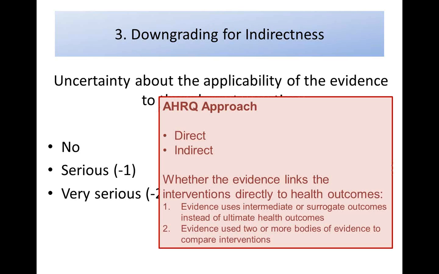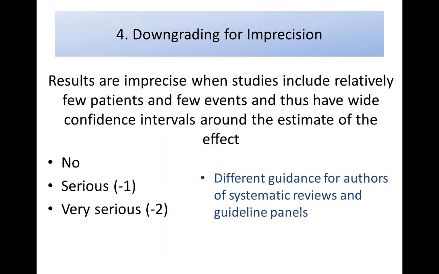And in contrast, the ARC approach is that we rate the evidence as either direct or indirect. But I guess ARC is written a little bit more from the perspective of people writing the reviews. So they take out the PICO concept. In the ARC explanation, they talk about outcomes. So if intermediate or surrogate outcomes are used, and of course they talk about two or more bodies of evidence, so indirect comparisons.